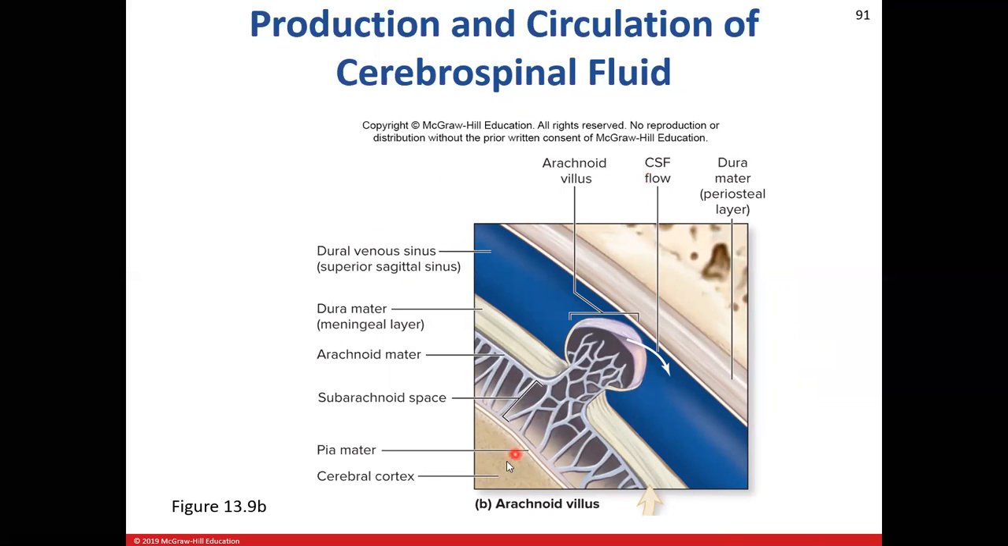Here's a little closer look of one arachnoid villus as it enters into the dural sinus. And you'll notice here that this is the way that CSF is able to be absorbed back into our sinus of the dura.